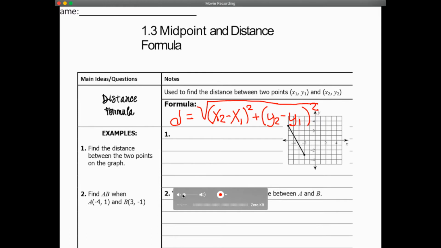So an example here, find the distance between the 2 points on the graph. So I would first need to write down what are those points. So that one to the left looks like it is at -5 and 3. And then the one to the right looks like it's at -2, -3.